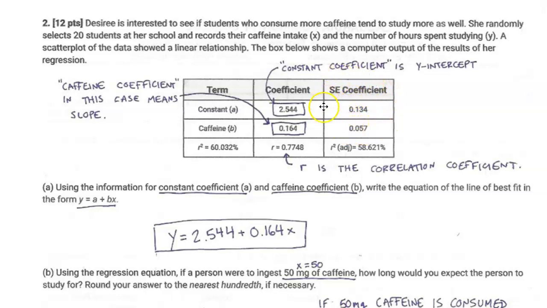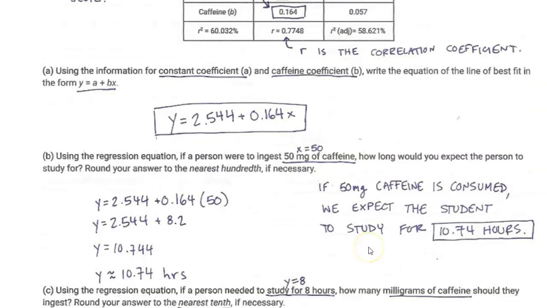Notice we're not using this SE coefficient. This is for the purview of another class. Same thing with R squared and R squared adjusted. We're not using that in this class.